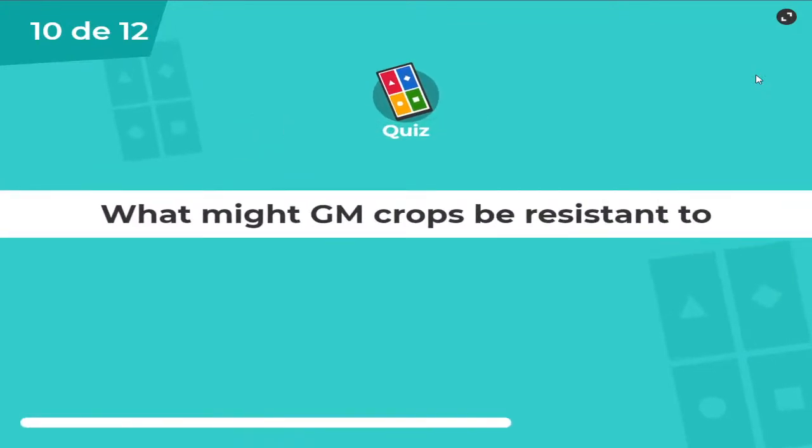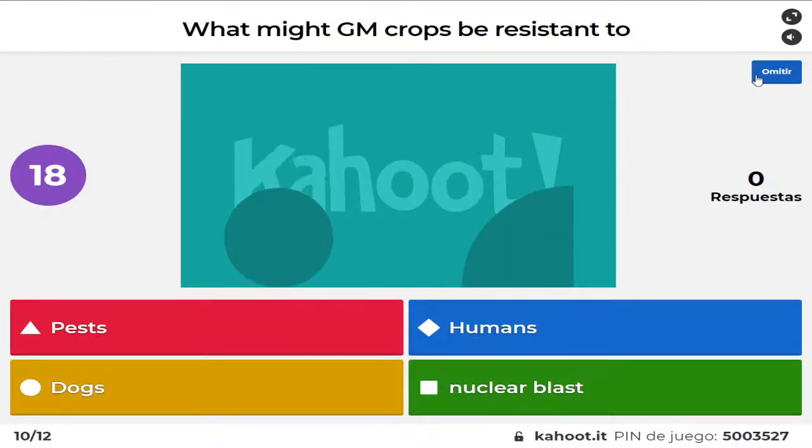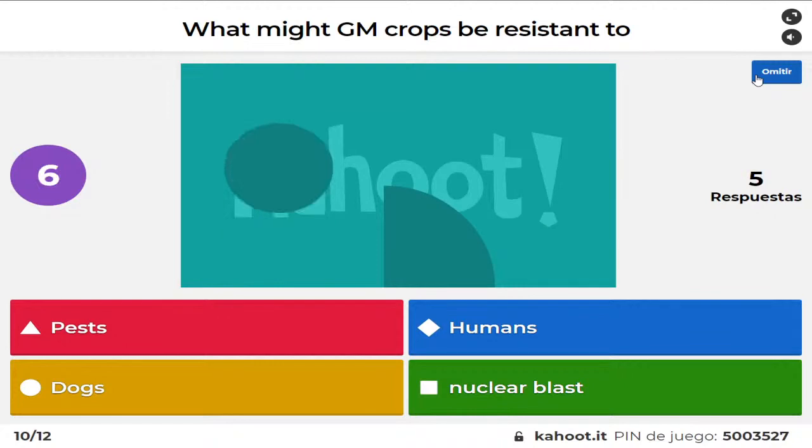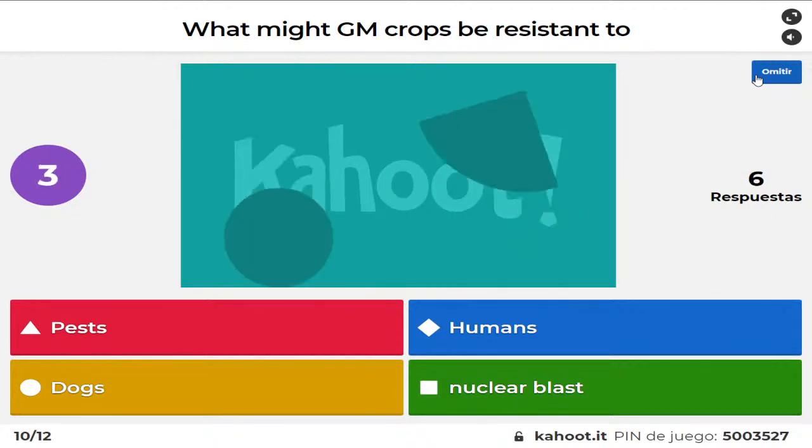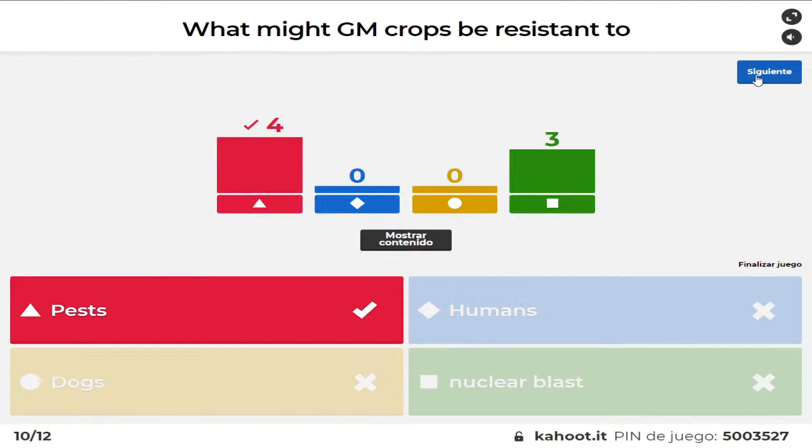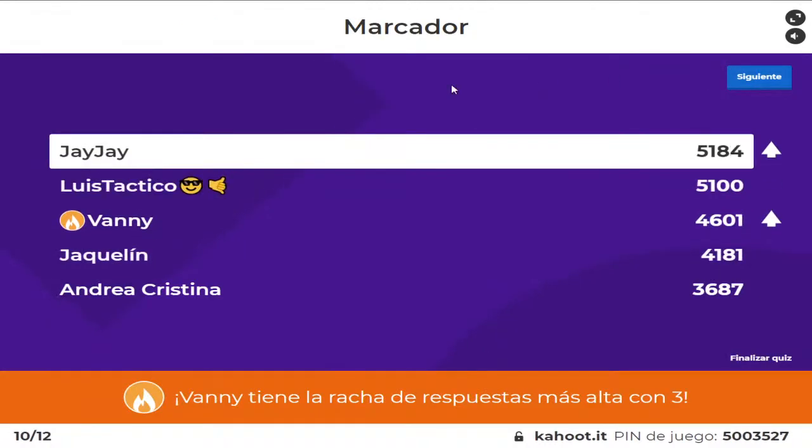10. What might GM crops be resistant to? Oh, there's an example. Pests, pesticides, humans, dog, or nuclear blast. This one is pretty easy. Okay, pretty easy. Remember that I told you. Pests. Okay, pesticides. That's the answer. Almost the last one, and this is still changing. Okay, Luis, you're winning. No, Vale, you're winning. Then Luis, then is Fer, Jacqueline, and Andrea.